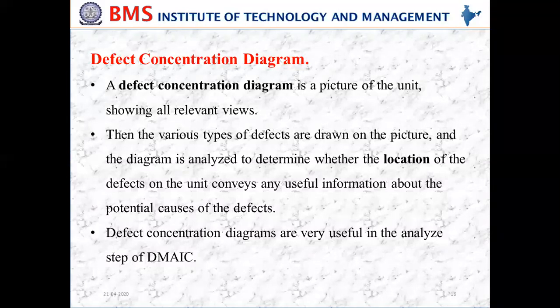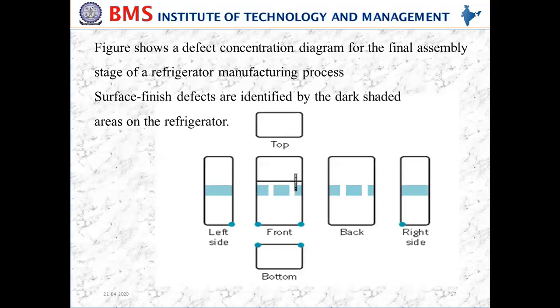And the defect concentration diagram is very helpful in the analyze step of the DMAIC method. So in the analyze step, this defect concentration diagram is also used, depending on the type of manufacturing process or manufacturing product or product unit. So here we'll take one example.